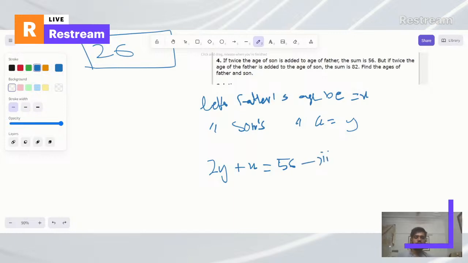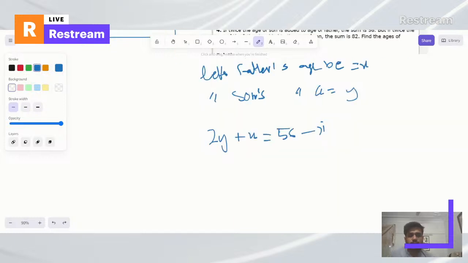So this pretty much becomes our first equation. You guys get it? Is there anyone who does not understand this? Now in the second part, it says, if twice the age of father is added to the age of son, so it means that 2x is added to the age of son, which is y, it becomes 82.